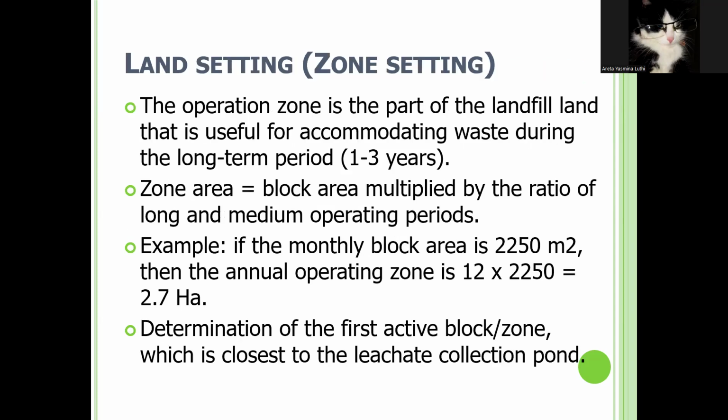Then monthly operation block is 30 times by 75, which has this value, 2,250 meter square. And for the land setting, the operation zone is the part of the landfill land that is useful for accommodating waste during the long-term period, which is 1 until 3 years. And for the zone area, we know that it's the block area multiplied by the ratio of long and also medium operating periods. An example, if the monthly block area is 2,250 meters square, then the annual operating zone is 12 times by the monthly block area, which gives the result 2.7 hectare. And also the termination of the first active block or zone, which is closest to the leachate collection pond.